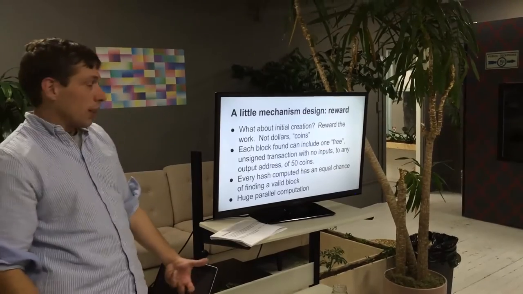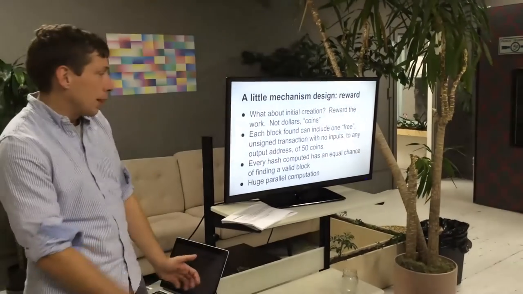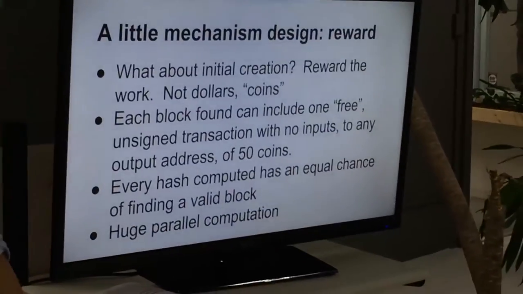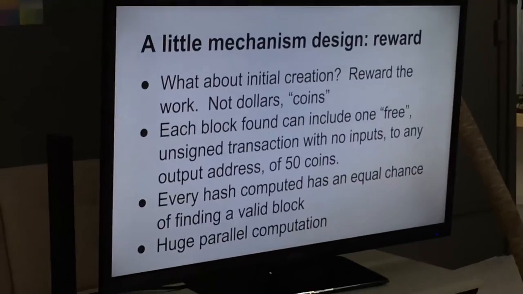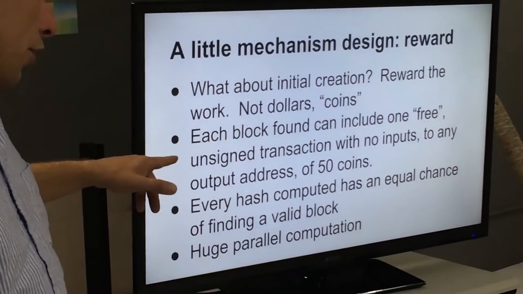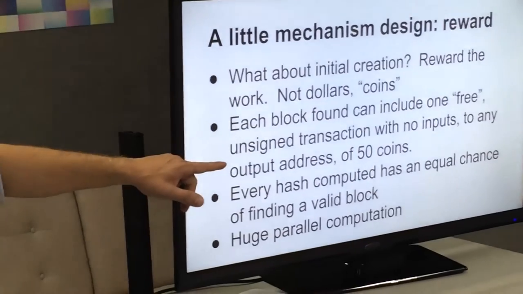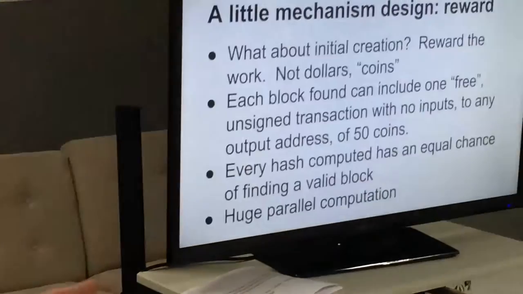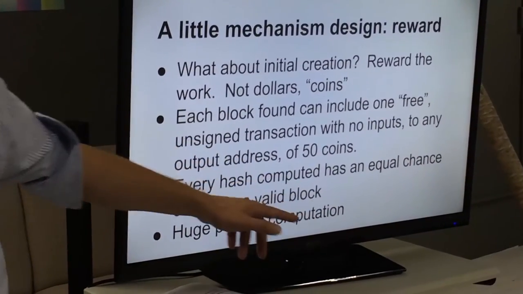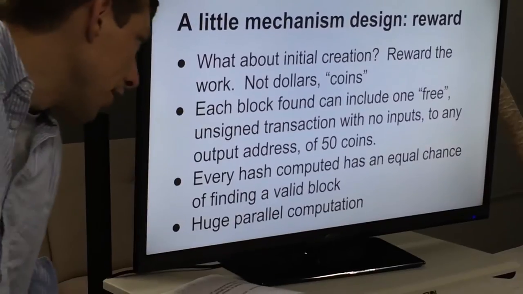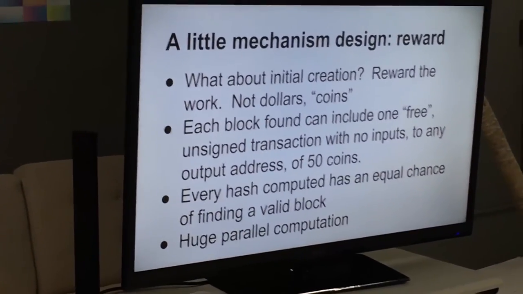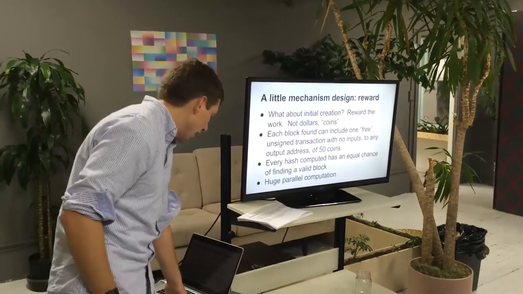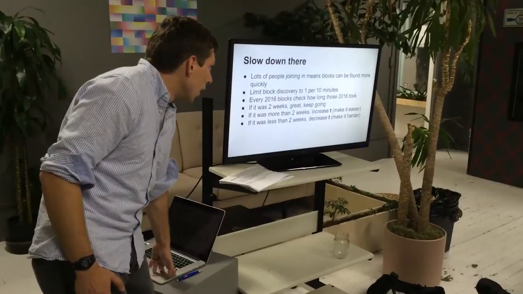Okay, so Bitcoin itself, what about the initial creation? How does Alice get that $10? So, kind of a cool idea. They're not dollars, they're coins. And this is totally separate currency, which is sort of the thinking out of the box part of this. Each block found can include one free, unsigned transaction that has no input. And it outputs to wherever you want it to. So obviously you output it to the public key for a private key you have. And initially it was 50 coins, now it's down to 25. So every hash computed has an equal chance of finding a valid block. So it's just this giant parallel computation where everyone's trying to find that valid hash output.